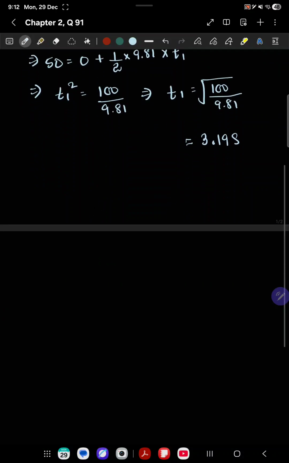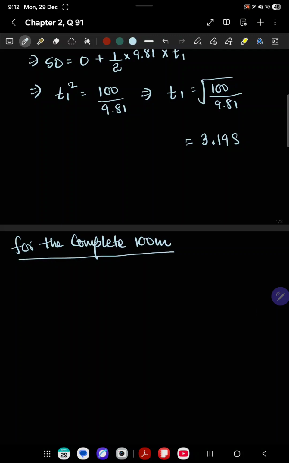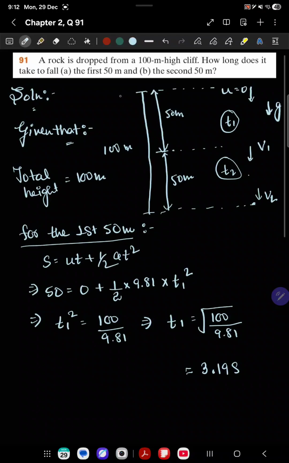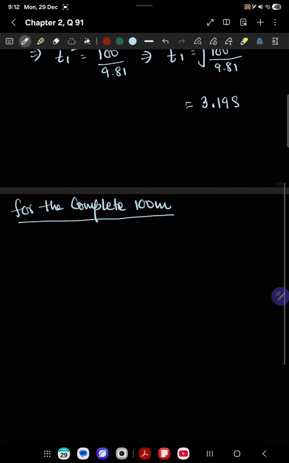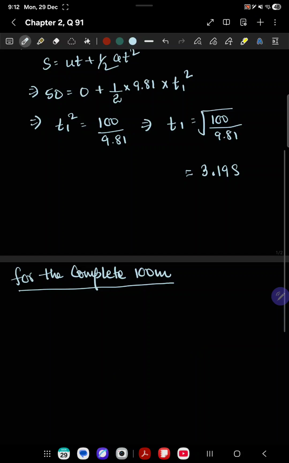Now for the complete 100 meter, I am writing the equation. I am trying to write the equation from the initial position, which is this one, right? If we want, we can write the equation at this place also, from here to here, the next 50 meter, but for that we have to calculate the velocity, the value of v1, right? So I am taking from the initial position, where velocity is 0.